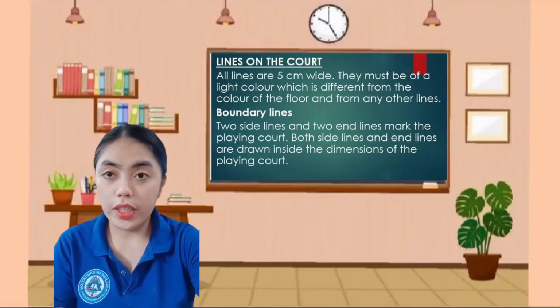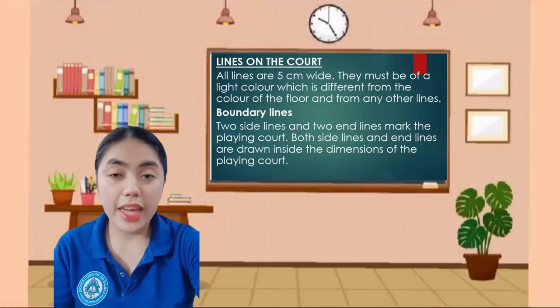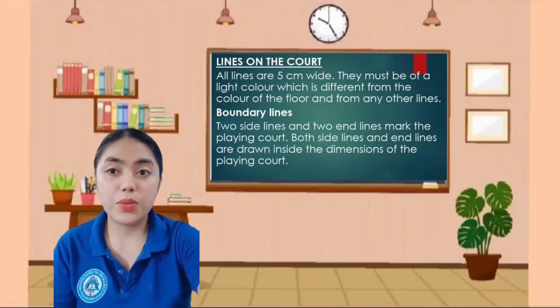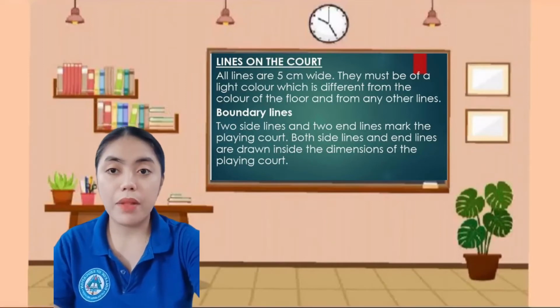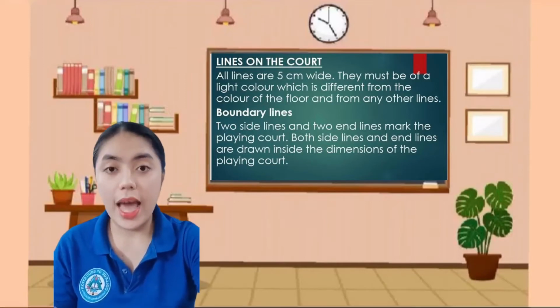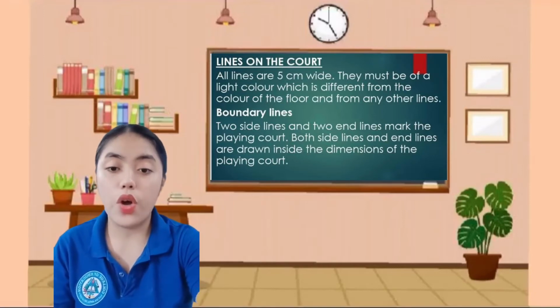Lines on the court. All lines are 5 cm wide. They must be of a light color which is different from the color of the floor and from any other lines. Now let's proceed to boundary lines. 2 sidelines and 2 end lines mark the playing court. Both sidelines and end lines are drawn inside the dimensions of the playing court.